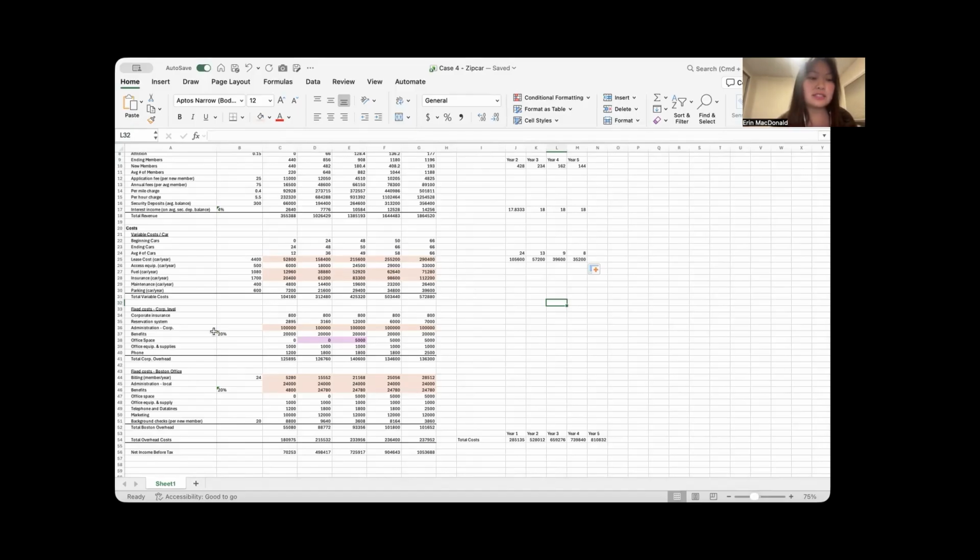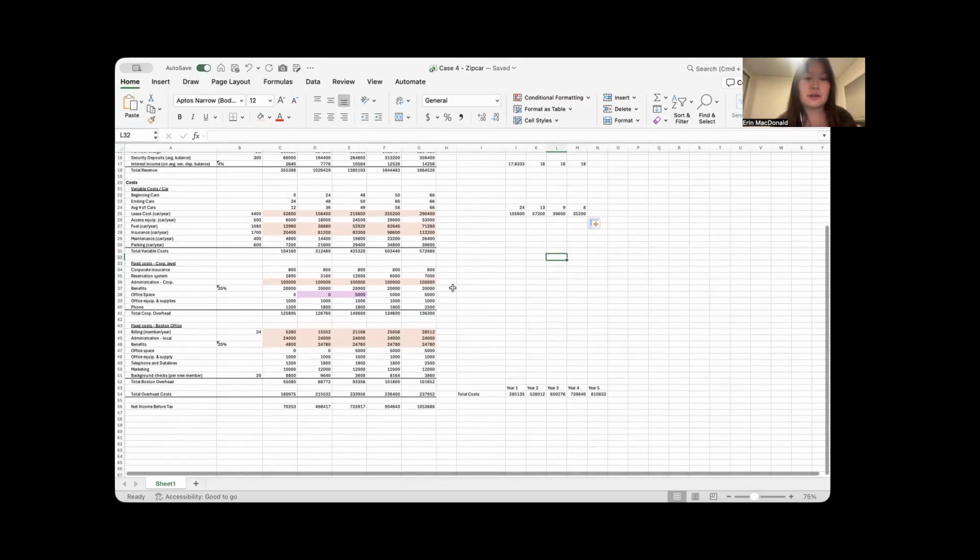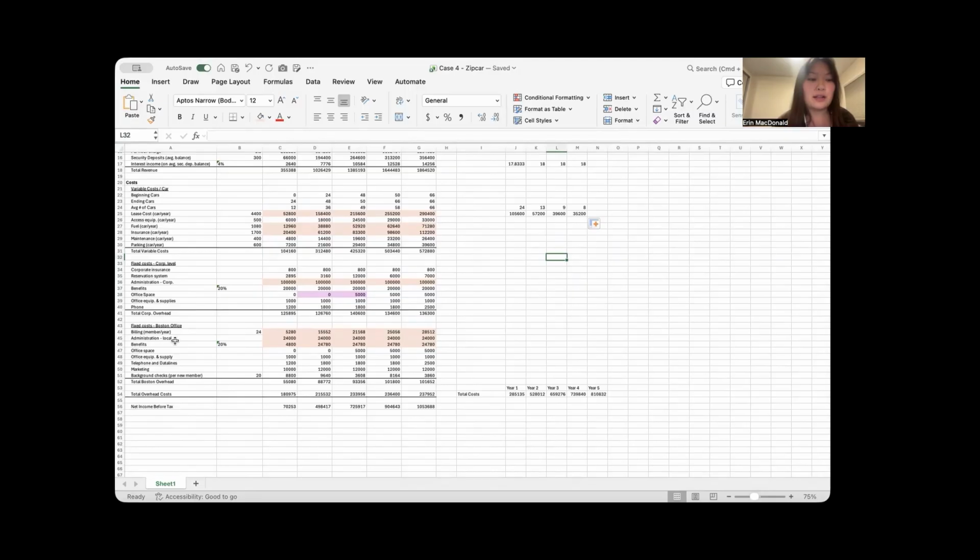And then looking into the fixed costs, the most expensive are admin on both ends of the corporate overhead level, as well as the Boston office local admin level. And that includes rental space and salaries, utilities, maybe, whatnot.